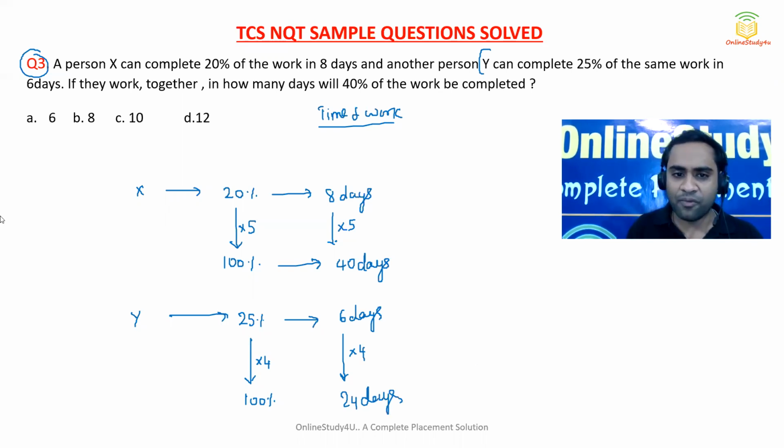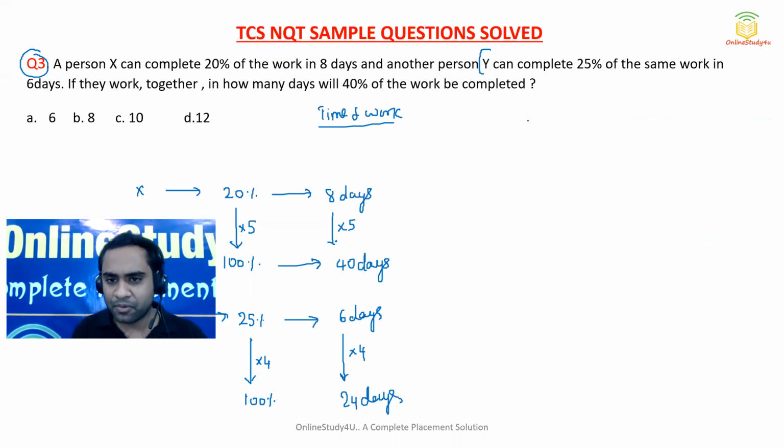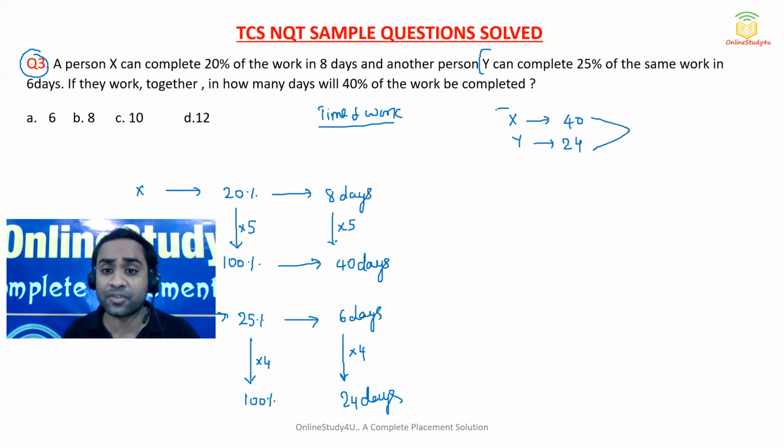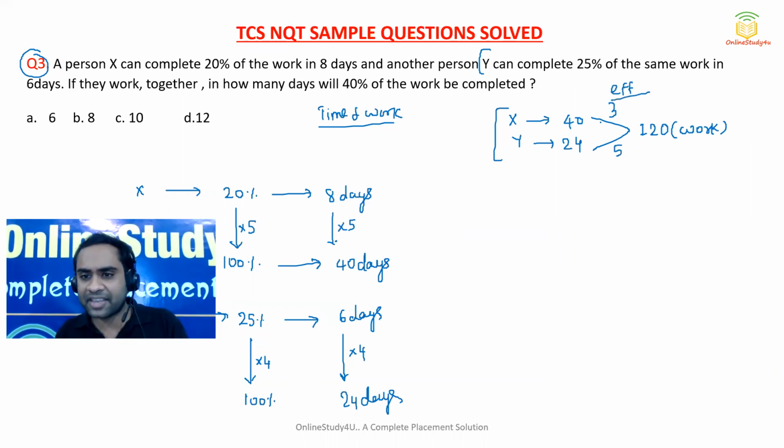Now we know that X will be able to complete the work in 40 days and Y in 24 days. Let us take the LCM. We will be using the LCM method to solve this question. If you do not know the basics, you can search time and work on our channel; the basics have already been covered. Either you take the LCM or you assume a number which is divisible by both, and it will become our total work. So 40 times 3 is 120 and 24 times 5 is 120. This became our efficiency. That means X can complete 3 work in a day, Y can complete 5 work in a day.